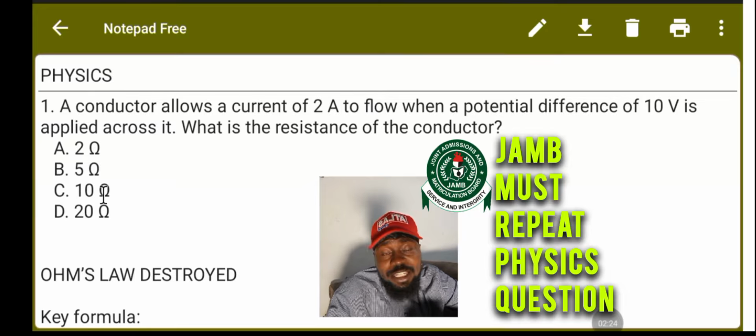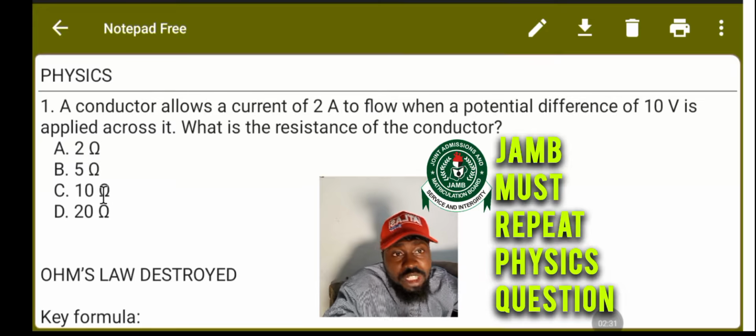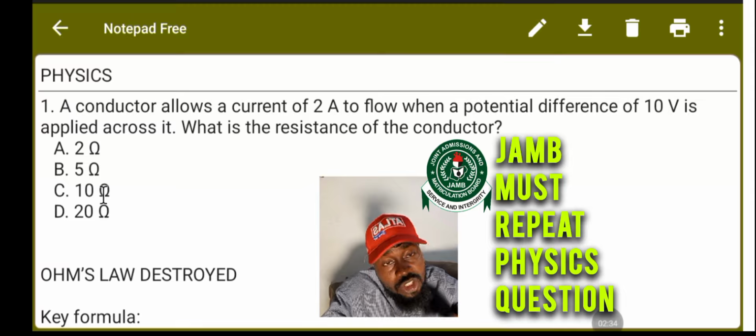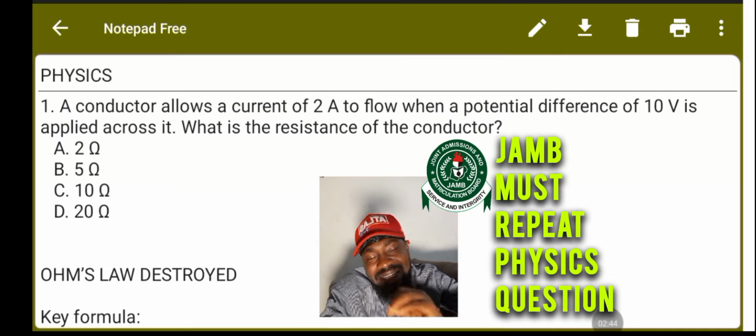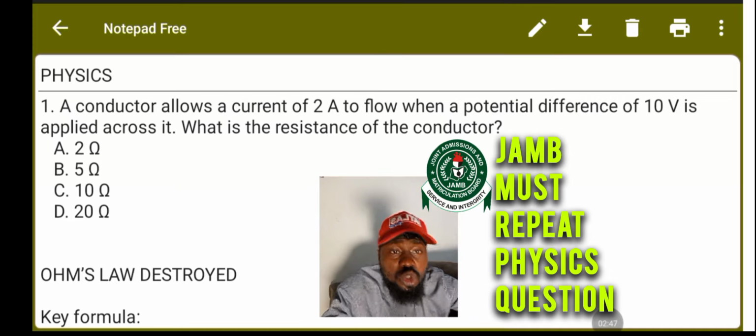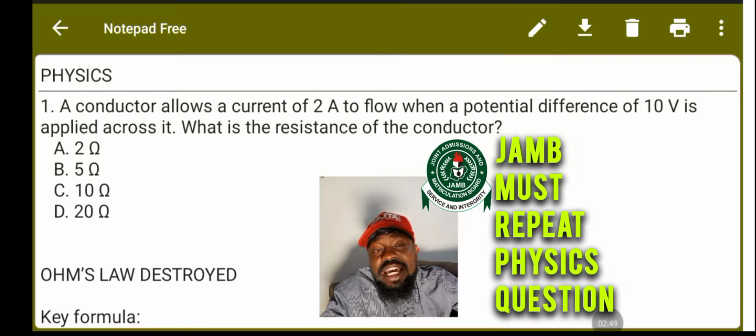Not like the kilogram per meter square, not like the Newton meter square, not like the meter per second square or the meter per second. If you find those kinds of units in your options, just know what you have to do. You need basic mathematics. Just follow the sequence and do what you are supposed to do. You are going to get the answer correctly, even though you don't know the formula. So let's go back to the question.